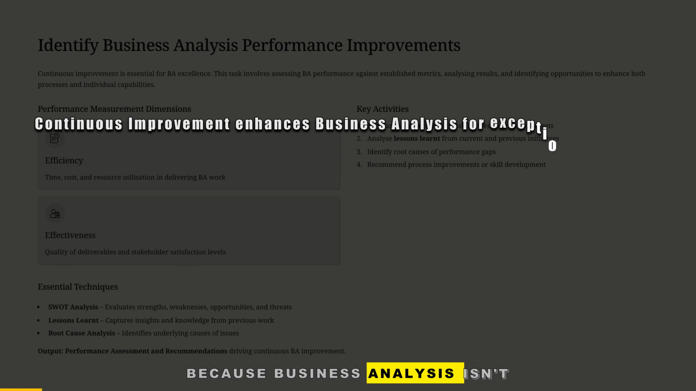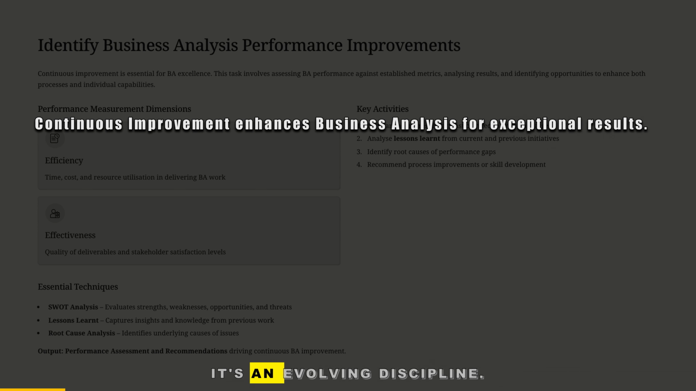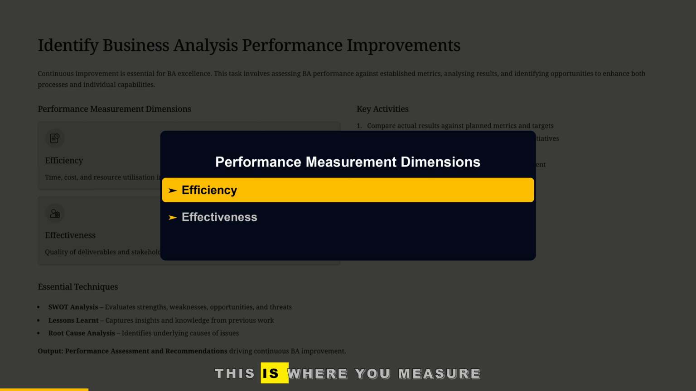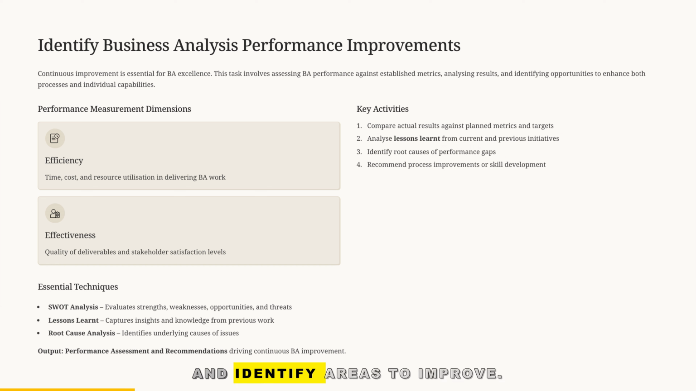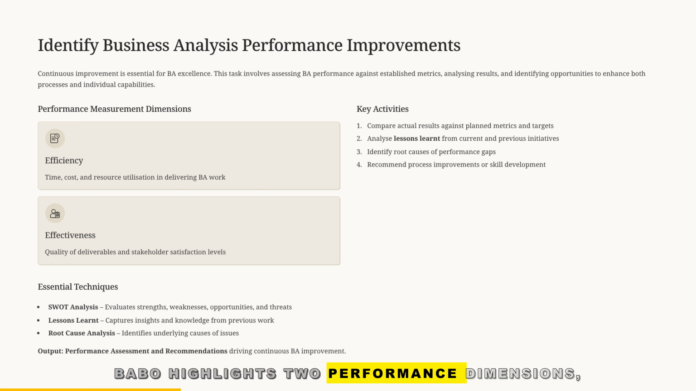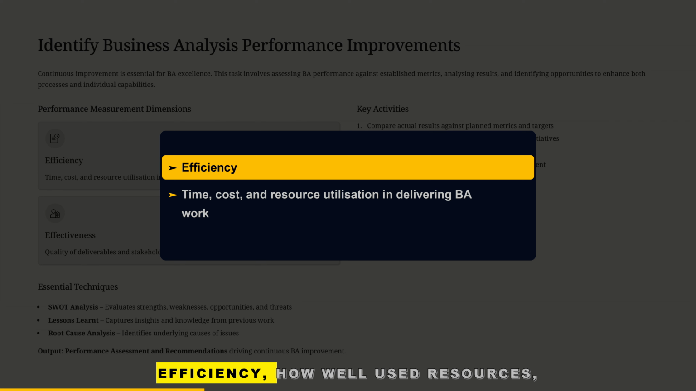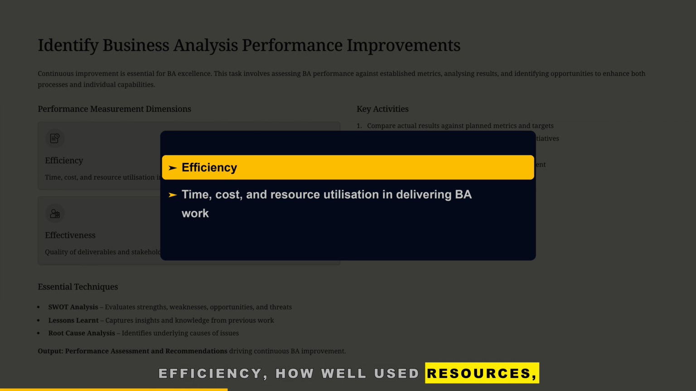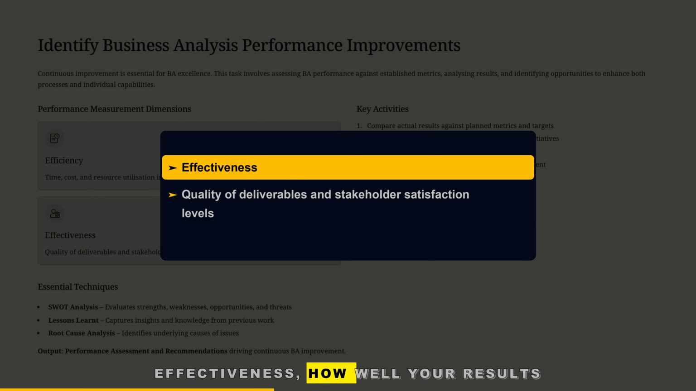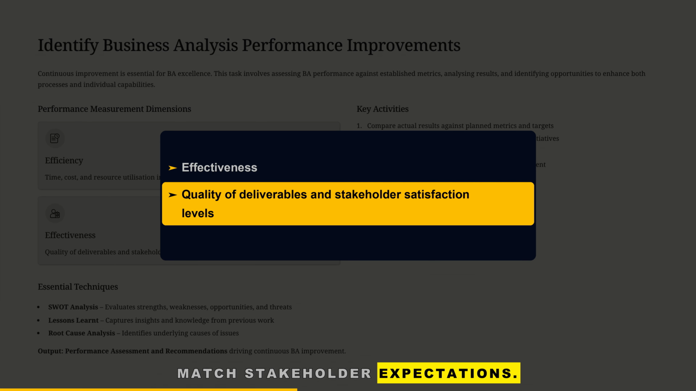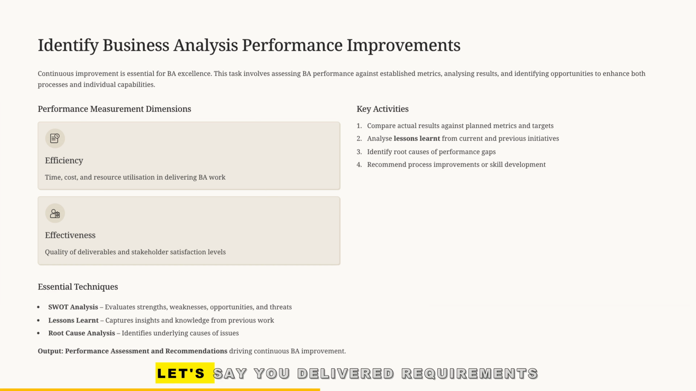Because business analysis isn't a one-time act, it's an evolving discipline. This is where you measure how efficient and effective your analysis process is and identify areas to improve. BABOK highlights two performance dimensions: efficiency, how well used resources, time, and effort; effectiveness, how well your results met stakeholder expectations. Let's say you delivered requirements on time, but the development team found many gaps.